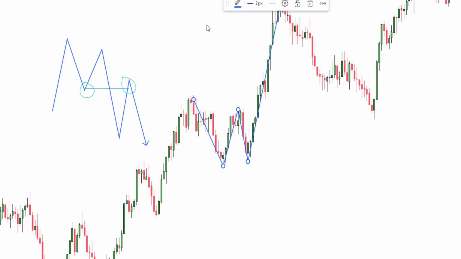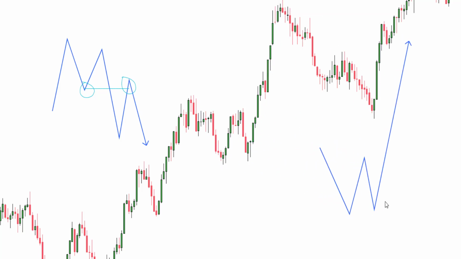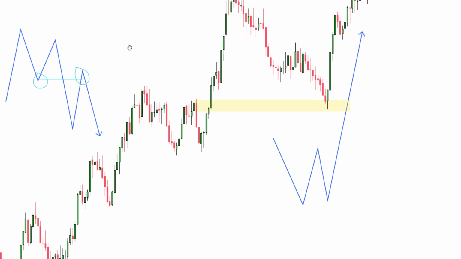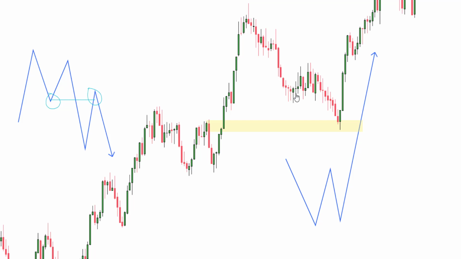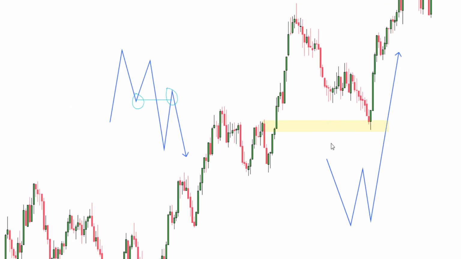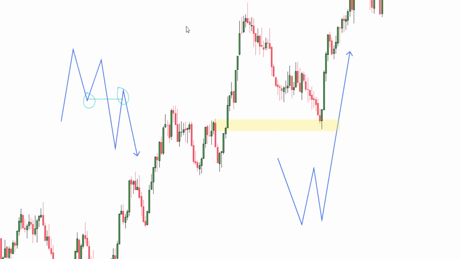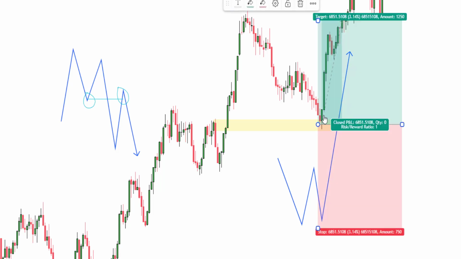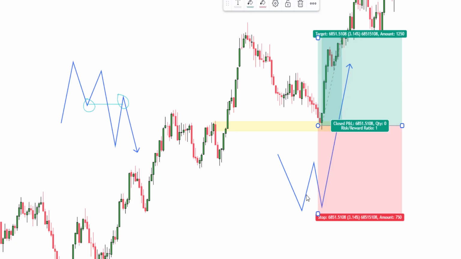Does this look like a mitigation block? Let me show you. You see, a mitigation block has a failure swing. This is the failure swing. So right here, we have the last bullish candle that price printed as our bullish mitigation block. Even though this was a bearish mitigation block I just sketched, this is a bullish mitigation block. So if price is coming right there, that should be your entry. A bullish mitigation block is spotted right there.